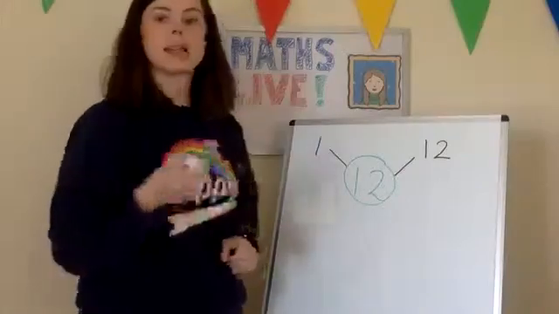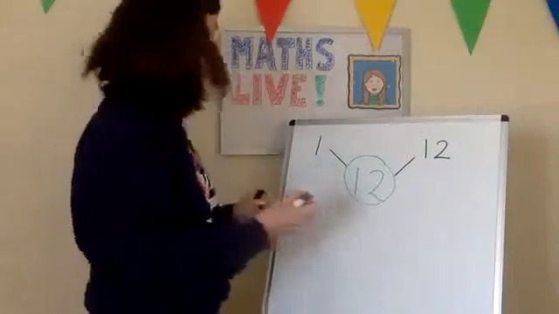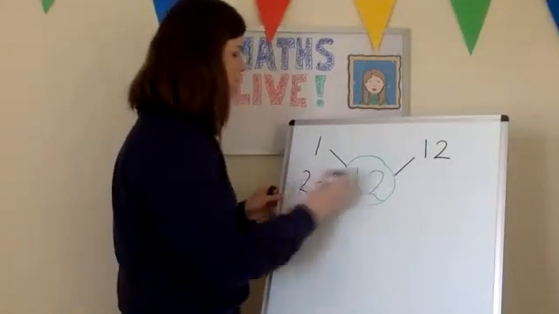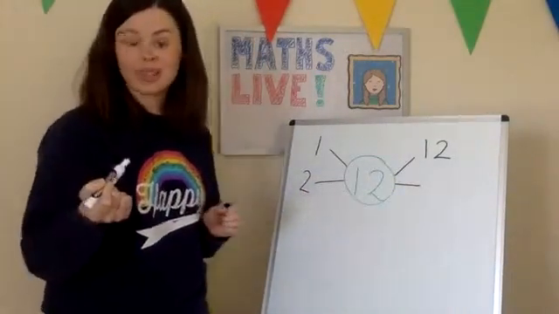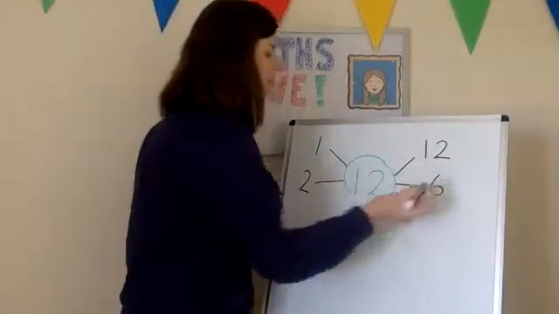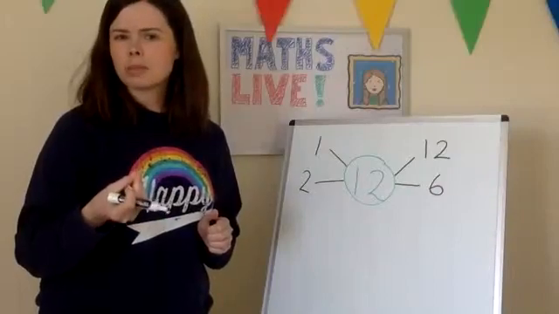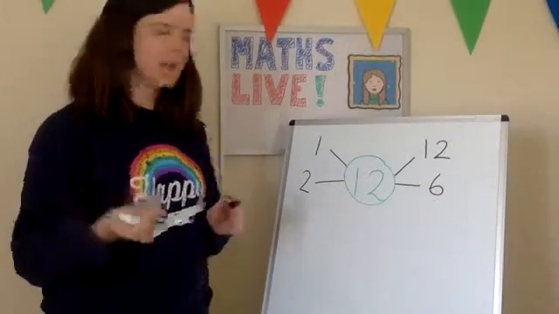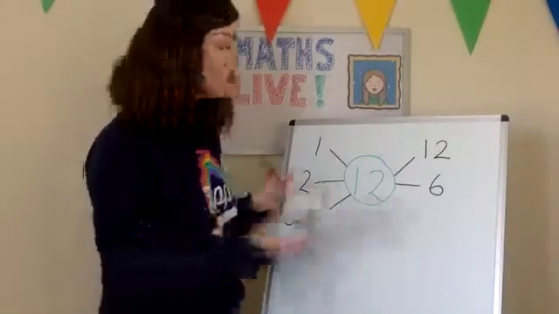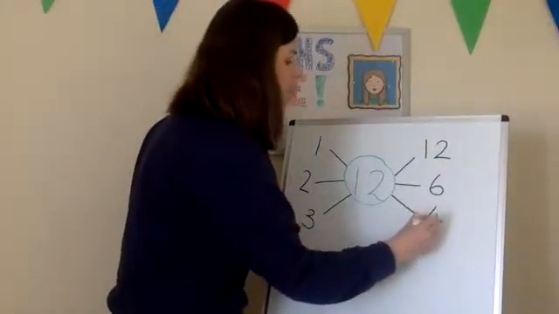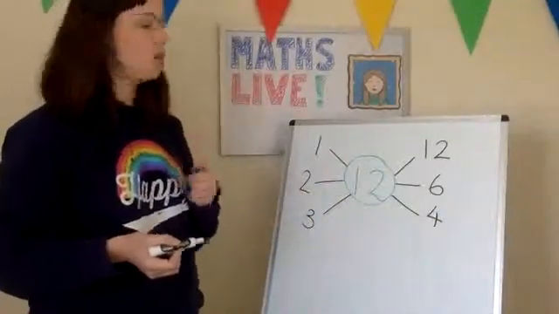So we've done 1, let's go to 2. We know 2 is a factor of 12 because 12 is an even number. So we put 2, and then we think, what do we times 2 by to make 12? I know we're good at our times tables, so it is 6. Then we go to the next number, 3. Can you times 3 by something to make 12? Yes, you can, because 3 times 4 is 12. Now, we have written the number 4, so 4 times 3 is 12, so we've already done the number 4.